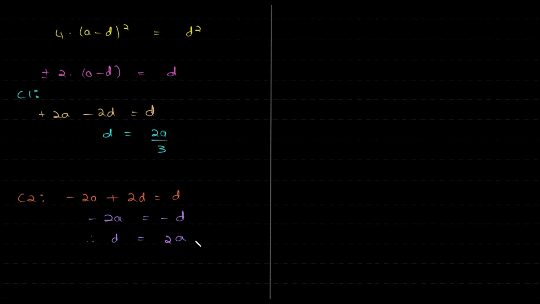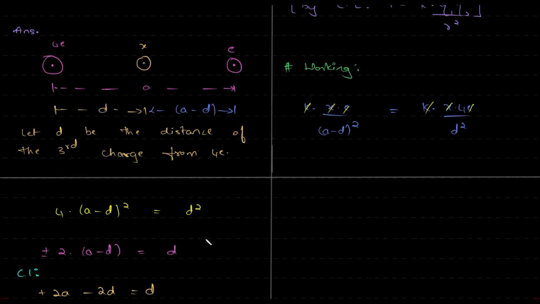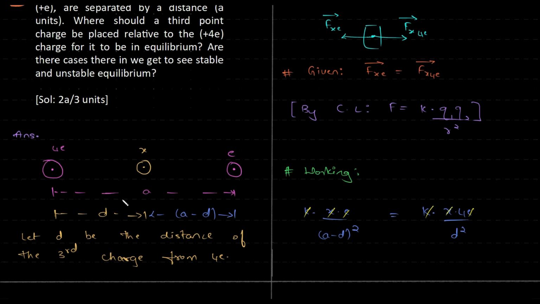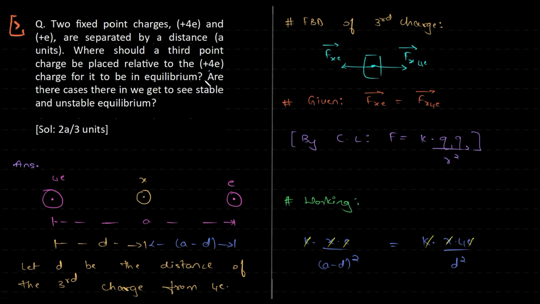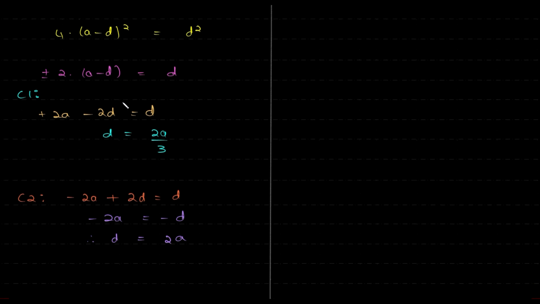Okay, guys. Now, where will 2a be? 2a will be somewhere over here, and 2a by 3 will be somewhere in between. The additional question is whether there are cases wherein we see stable and unstable equilibrium. At these two points, mathematically we got points at which it will be in equilibrium. Is this possible? Think about it. No, right?